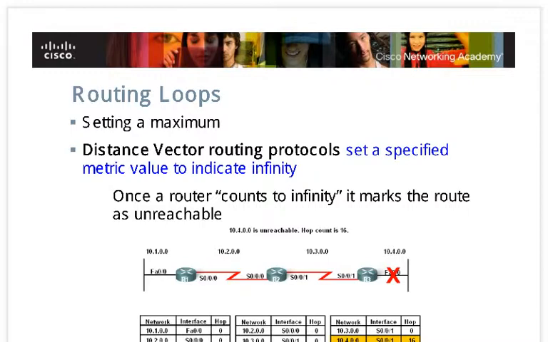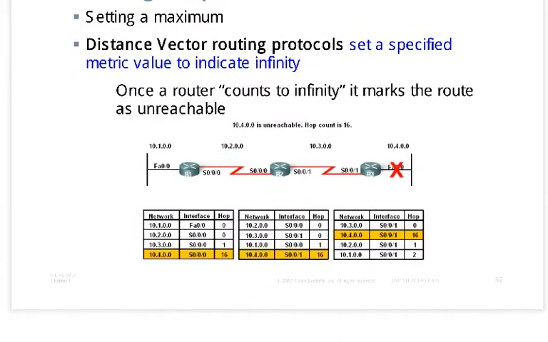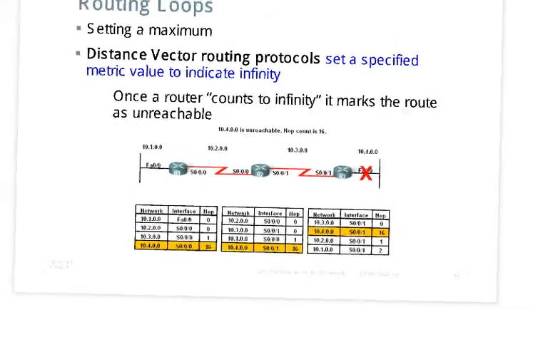So based on that, routing loops may cause a phenomenon which is called count to infinity. And this phenomenon happens in the previous example that we just talked about.